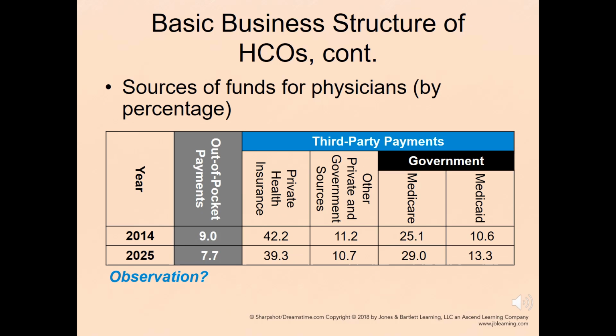Here's a similar table for source of funds for physicians. And you can see here that private health insurance has the largest share for the physicians at 42% in 2014, going down in 2025 as our trend continues. And Medicare makes up 25% and is projected to rise to 29%, almost 30% of a physician practice's source of funds.